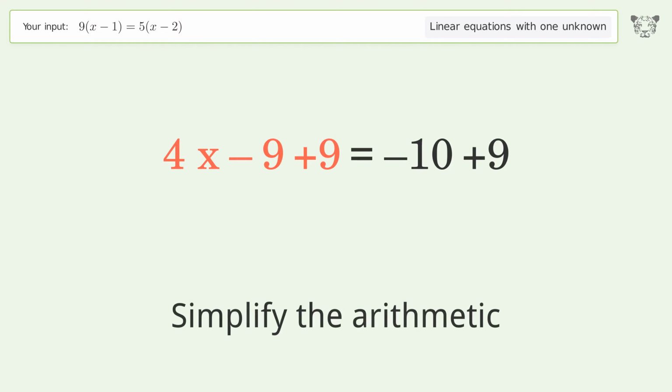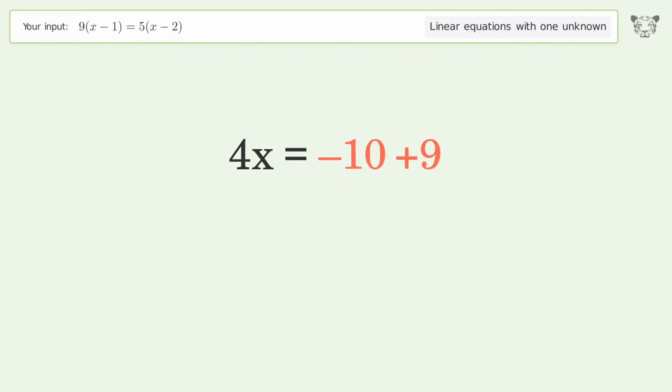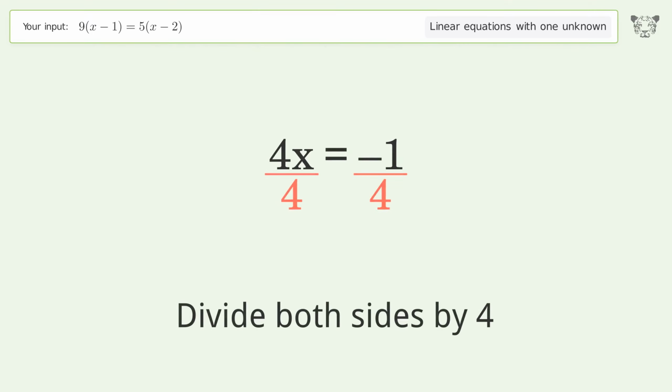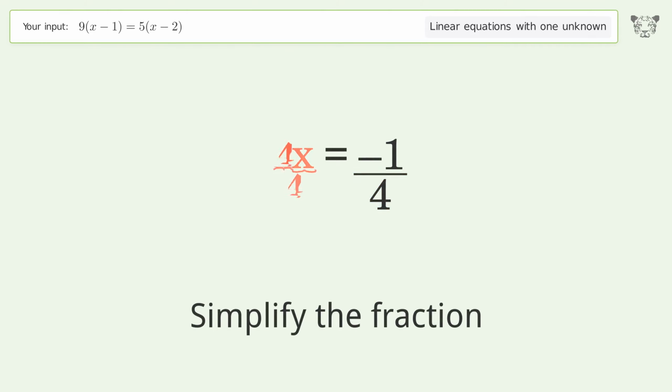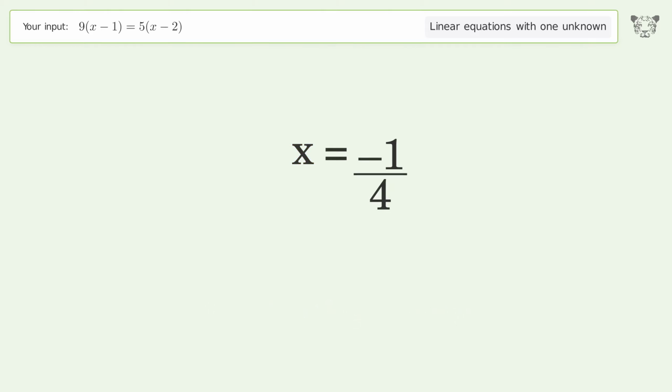Simplify the arithmetic. Isolate the x. Divide both sides by 4. Simplify the fraction. And so the final result is x equals -1/4.